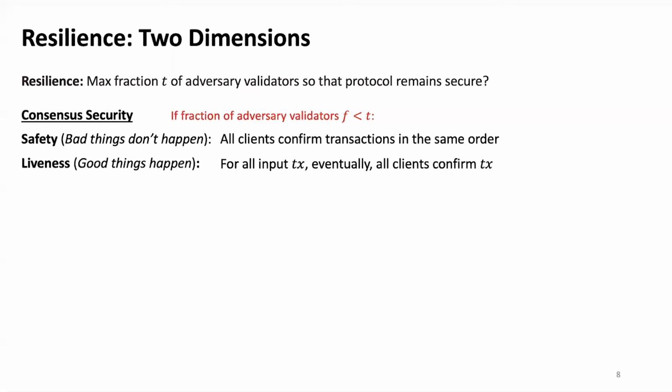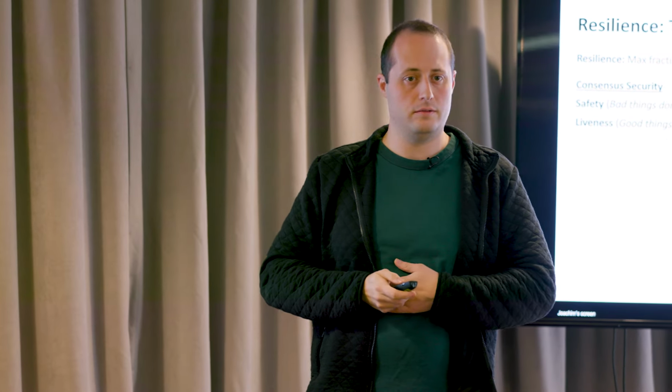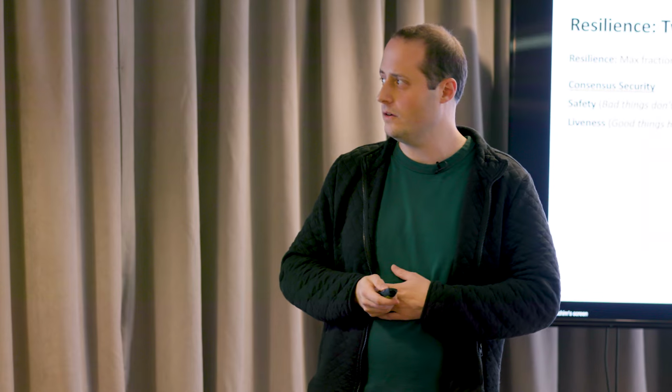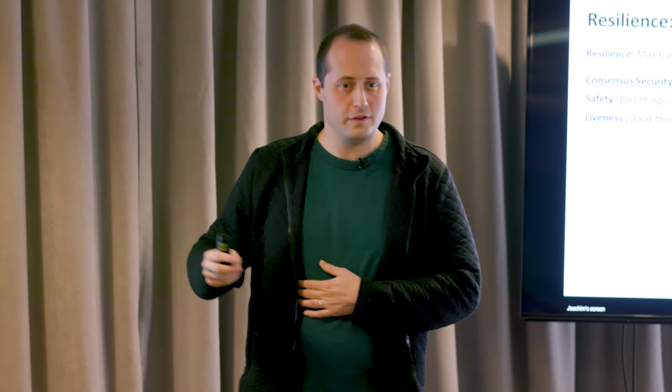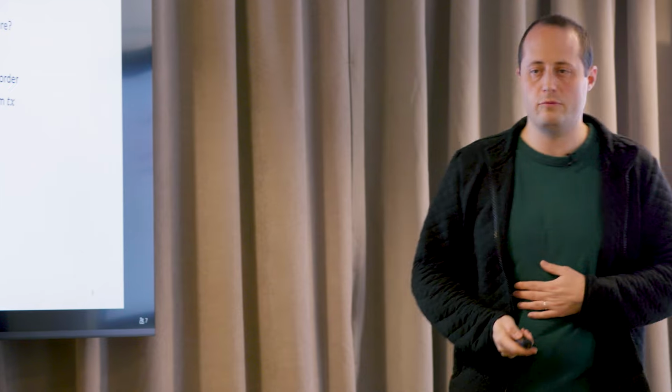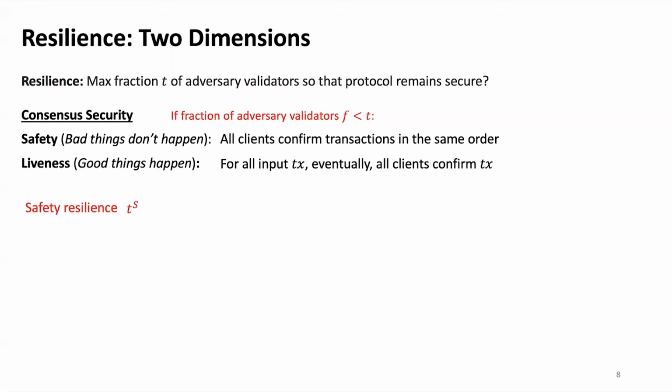And then we talked earlier about this question of the resilience of a protocol. The resilience of the protocol is the maximum fraction T of adversary validators, such that these two properties are guaranteed by the protocol. Okay. Now we can split the resilience up. So far we have one parameter. So we're going to separate this into a safety resilience and a liveness resilience. And we're going to change this up here. We're going to say, safety should hold whenever the adversary, oh, there's a typo there, whenever the adversary is less than the safety resilience, and liveness should hold whenever the adversary is less than the liveness resilience.